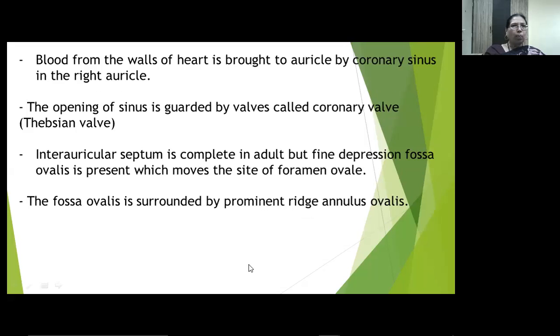Blood from the walls of the heart is brought to the right auricle by the coronary sinus. The opening of the sinus is guarded by a valve called the coronary valve or Thebesian valve. The interauricular septum is complete in the adult, but a fine depression, the fossa ovalis, is present, which marks the site of the foramen ovale. The fossa ovalis is surrounded by a prominent ridge, the annulus ovalis.